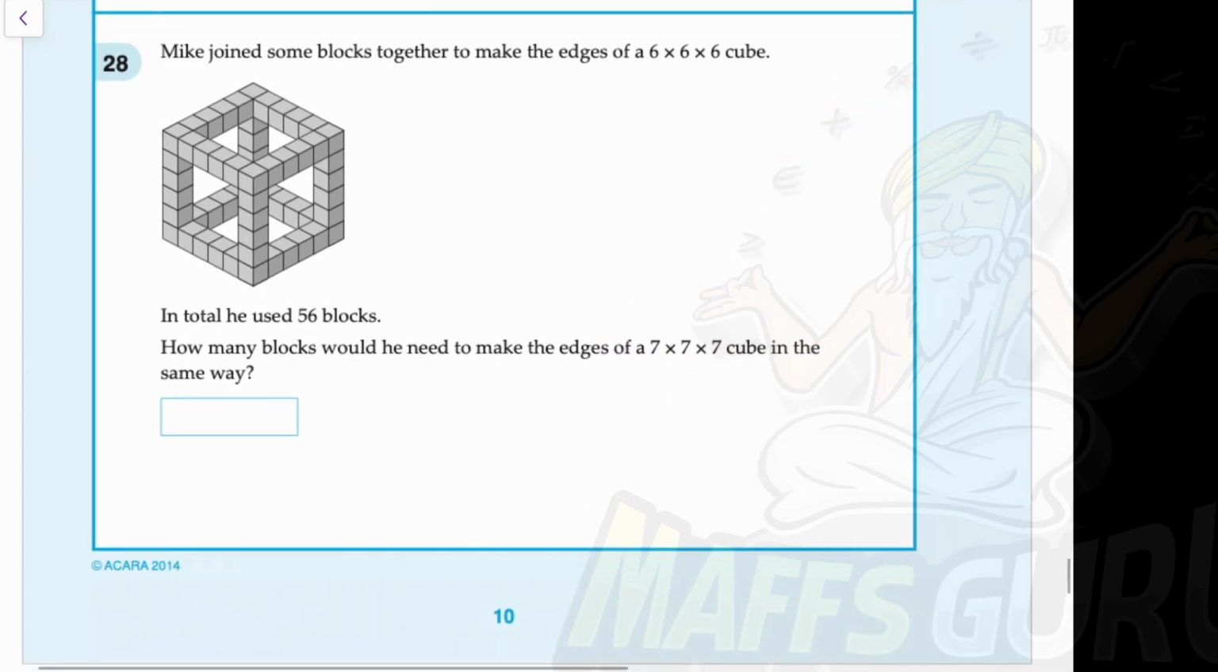Mike joined some blocks together to make the edges of a 6 by 6 by 6 cube. In total he used 56 blocks. How many blocks would he need to make the edges of a 7 by 7 by 7 cube in the same way? Cool, that's a good question.